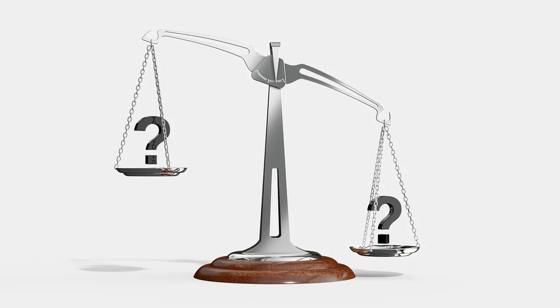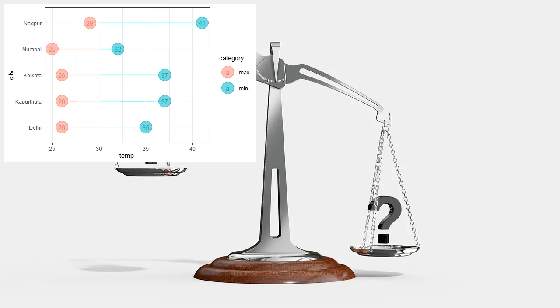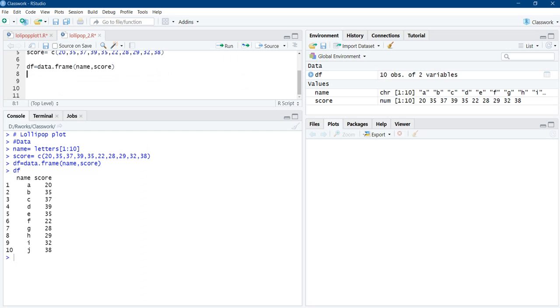Just like a bar plot, a lollipop plot can be used to compare two or more categories. Here, I have compared maximum and minimum temperatures of some cities in India. When we get data in the form of a data frame, we are perfectly ready to start plotting the data.